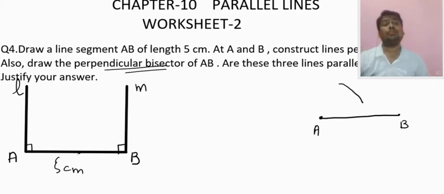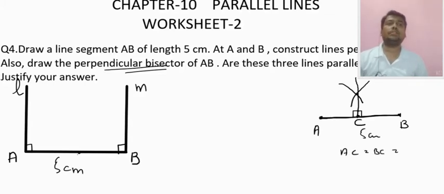So what we do, from point A we take more than half and draw an arc in the upper direction and below as well. And now we take from point B and cut an arc which is cutting the previous arc, and we get a point. From that point we draw the line. So C is the point from where the perpendicular as well as the bisector of this AB is drawn.